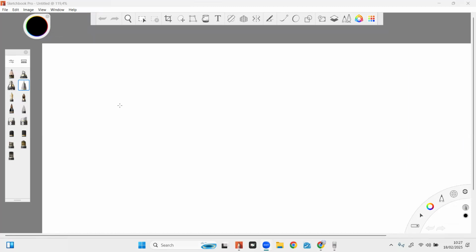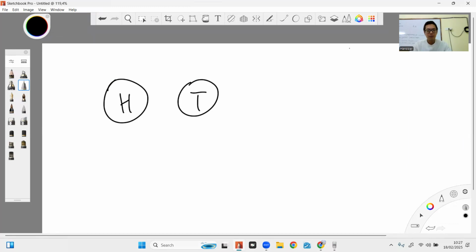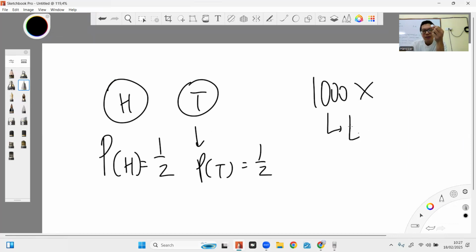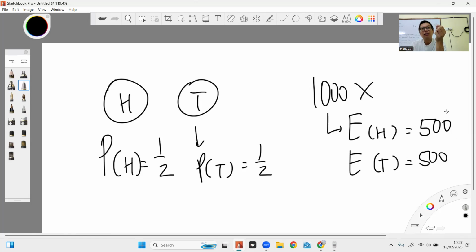So I have a coin. It's either head on one side and tails on the other side. Now, the probability of getting head is 1/2. The probability of getting tails is 1/2. So if I toss this one coin 1,000 times, what is the expected value of having a head? 500 and 500. This is called theoretical probability.